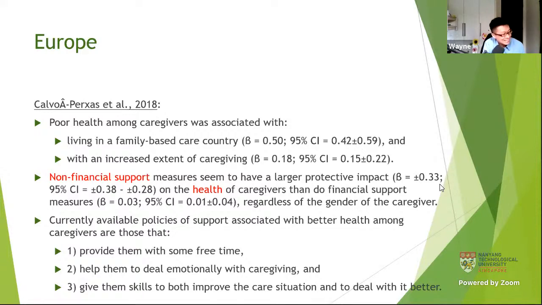Second point there, with an increased extent, that means hours in terms of time, and intensity. This is quite straightforward, intuitive. Spend more time caring, more intense caregiving, caregivers report poorer health. Next, second point. Non-financial support measures seem to have a larger protective impact on the health of caregivers.